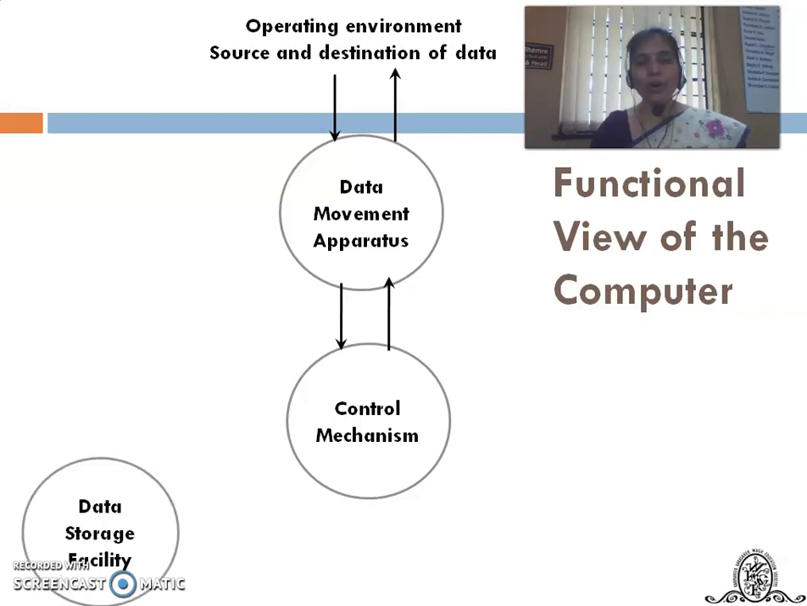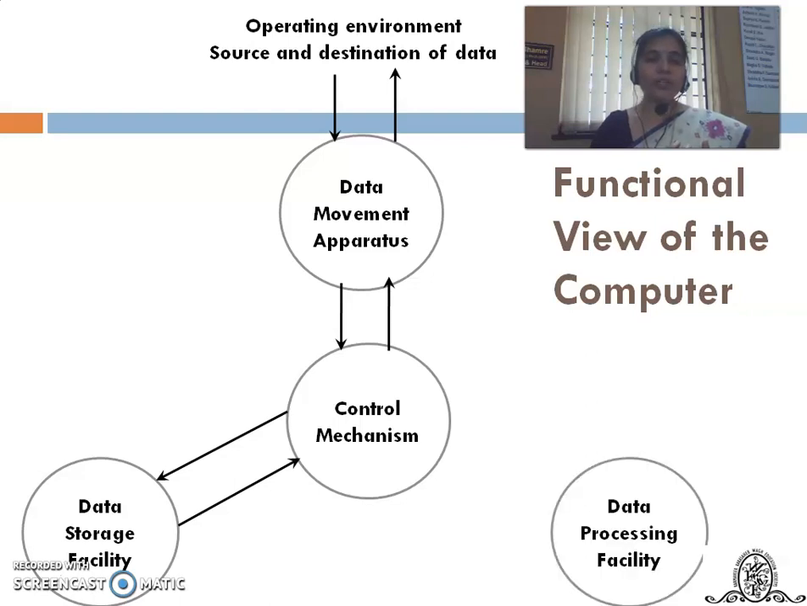We might also require storage, so a data storage facility should be there. And obviously we might need to process the data, so a data processing facility should also be there in the functional view of a computer system. So these are the four main components required in a computer: data movement, control mechanism, data processing and data storage.